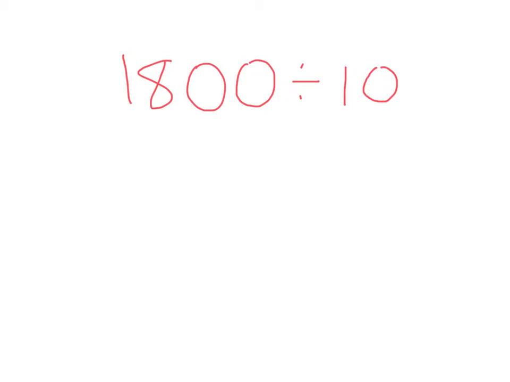Here, if we have 1,800 divided by 10, again, what we're going to do, the 1 was in the thousands place, the 8 was in the hundreds place, and we have the 0 in the tens place and this 0 in the ones place. Each of them gets shifted over one place.